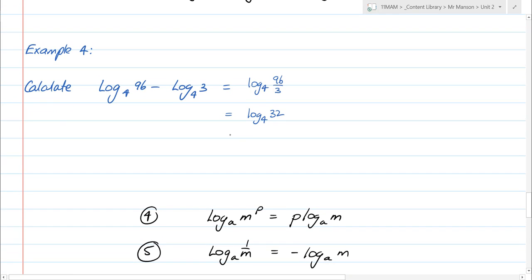So that is equal to 2.5. You could evaluate that. You could put it into exponential form and equate them. 4 is 2 squared. 32 is 2 to the power of 5. You could work it out pretty quickly.